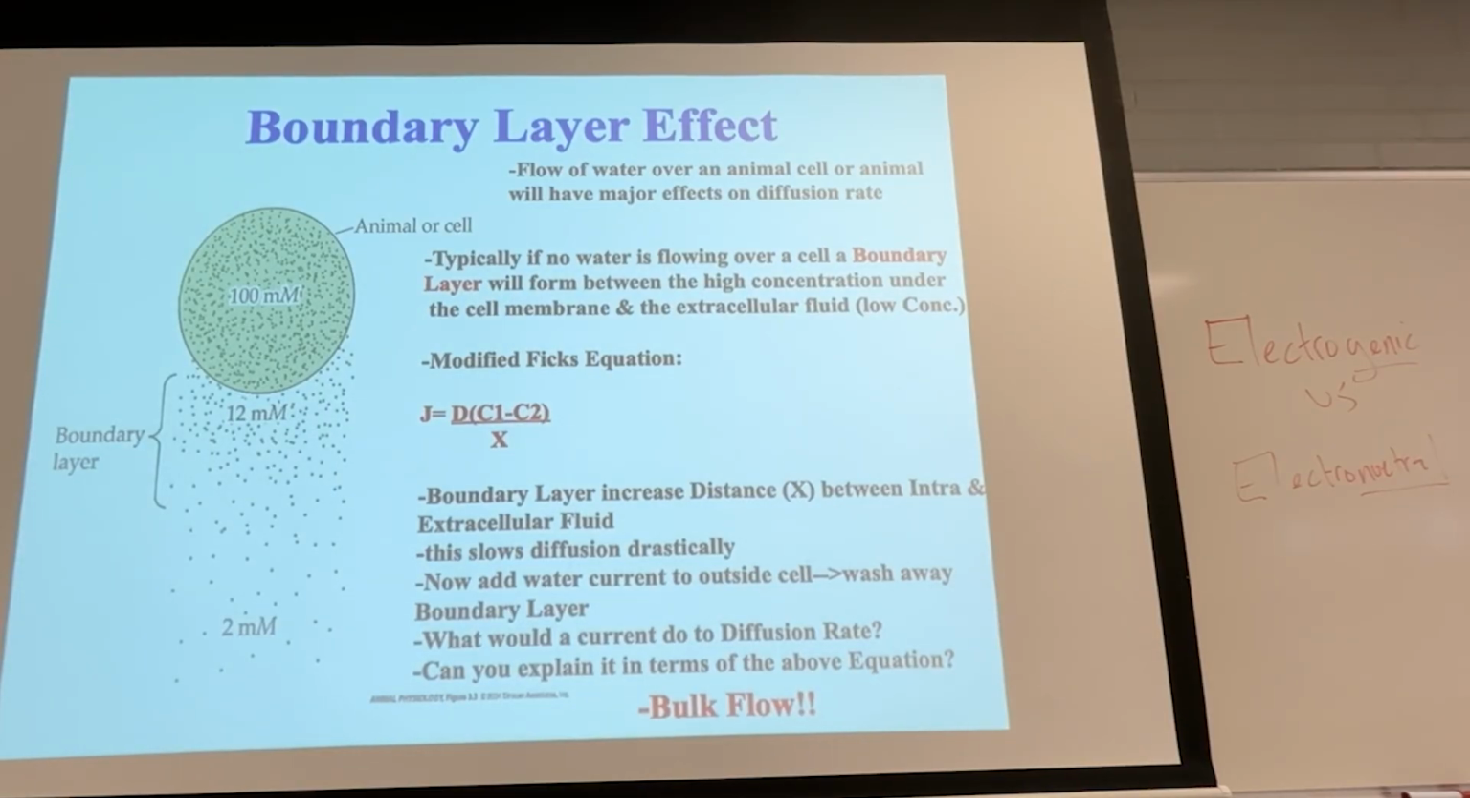Now, we can modify Fick's equation to include the thickness of our barrier. This is where it becomes biological. The equation I showed you a minute ago is for physical chemistry, like a solute concentration in a solution. When we add a membrane, that adds a barrier. So we can change the equation to look like this. Rate is going to be surface area times concentration 1 minus concentration 2, over x. X is the width or thickness of the barrier.